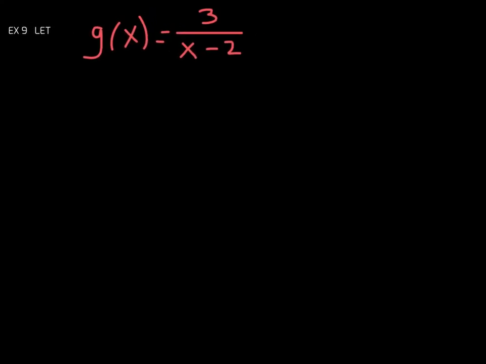All right, and then another function is going to be h of x, and that'll be equal to the square root of x plus 4. What kind of function is h? You could either say it's a radical function, or you can be more specific and say it's a square root function, and you'd be correct. So these two functions, g and h, are given to you.